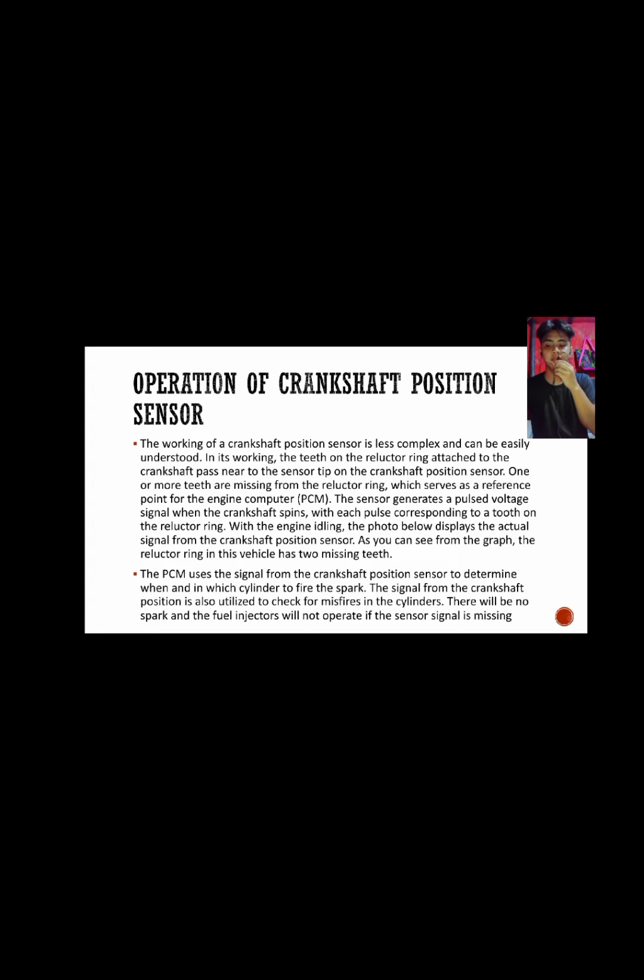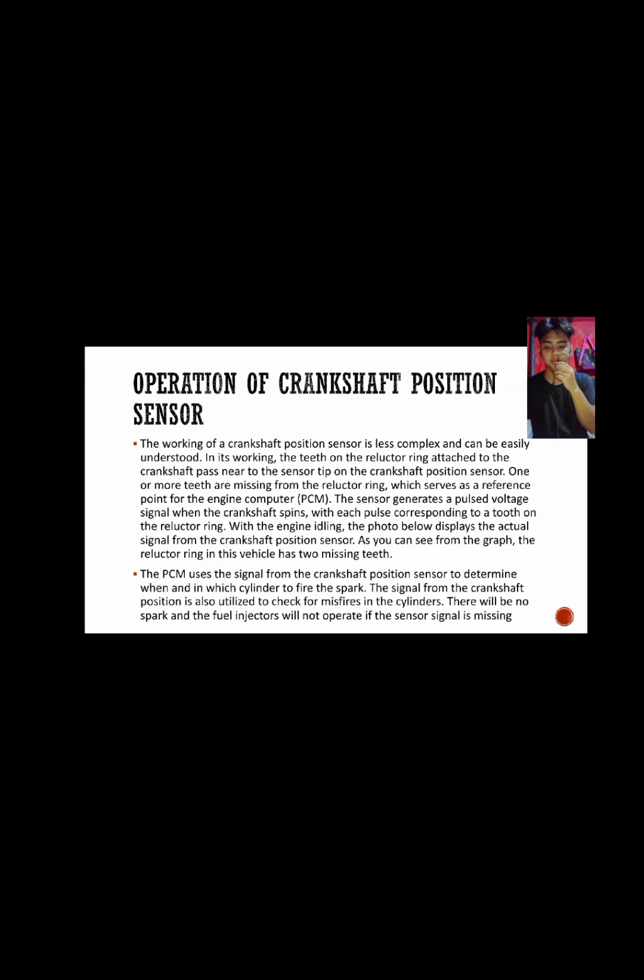Let's get down to the operation of the crankshaft position sensor. The working of the crankshaft position sensor is less complex and can be easily understood. In its working, the teeth on the reluctor ring attached to the crankshaft pass near the sensor tip on the crankshaft position sensor. One or more teeth are missing from the reluctor ring, which serves as a reference point for the engine computer or PCM.